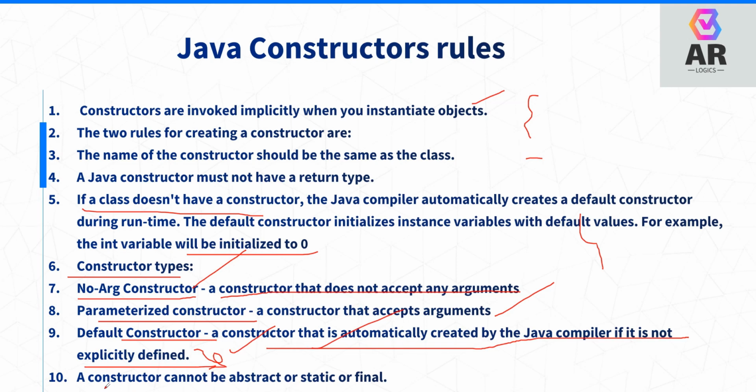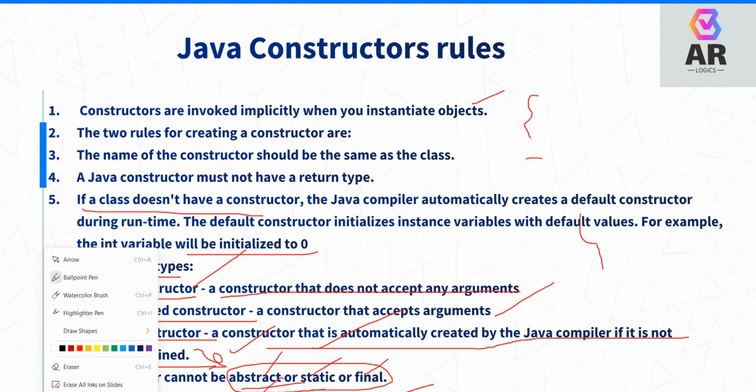A constructor cannot be abstract, static, or final. This is important to remember. A constructor cannot be declared abstract, static, or final. A constructor can be overloaded, but cannot be overridden. I can explain and show the override and overload concepts in the next class. Constructor can be overloaded but cannot be overridden. This is called a constructor.